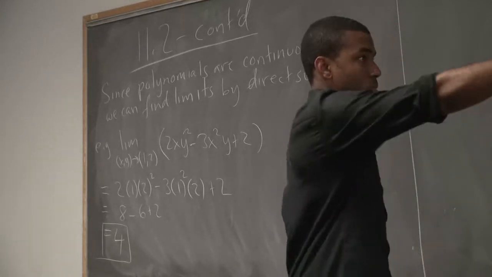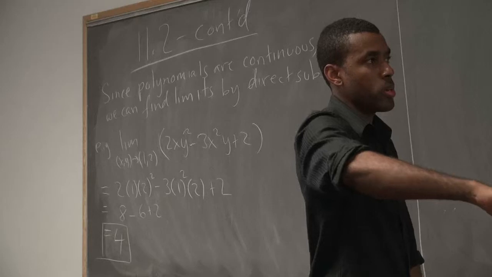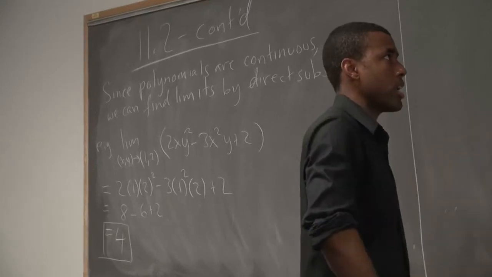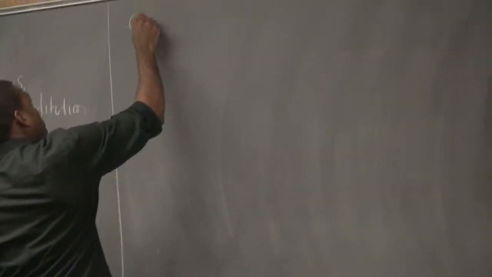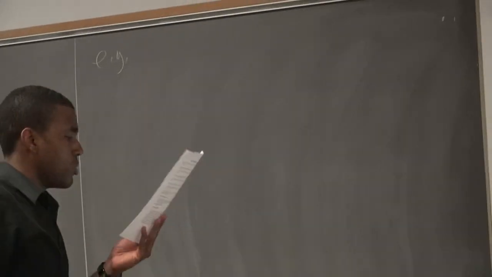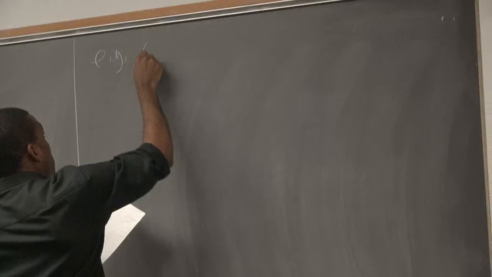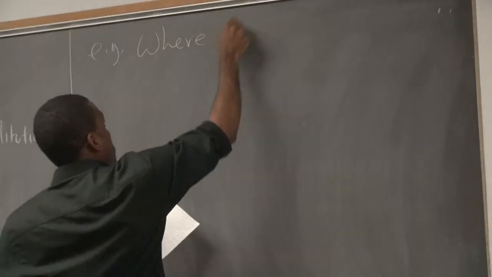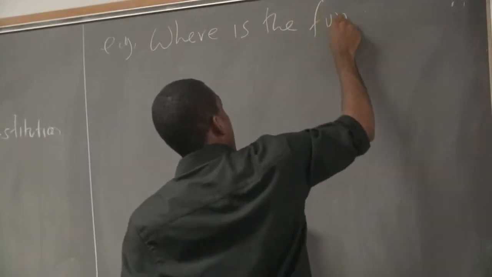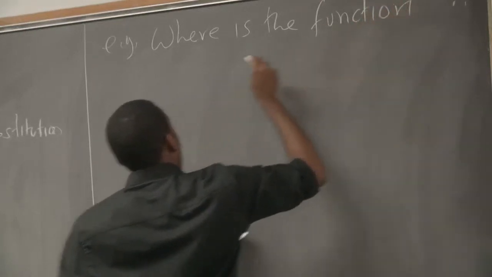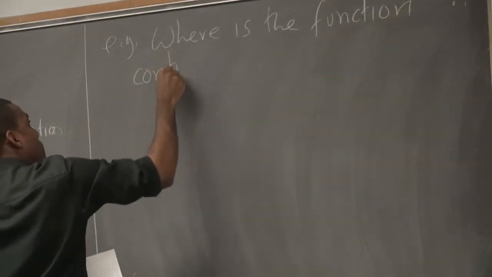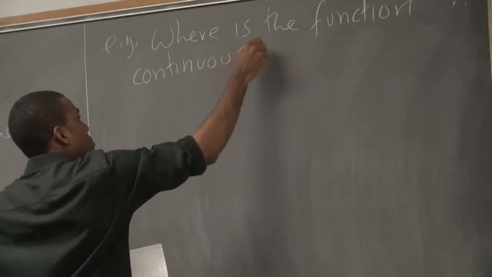Rational functions are not so nice, especially if your limit is approaching a point where your denominator is 0. Then things are kind of weird. And let's do a couple examples of that. Let's play where's the function continuous.